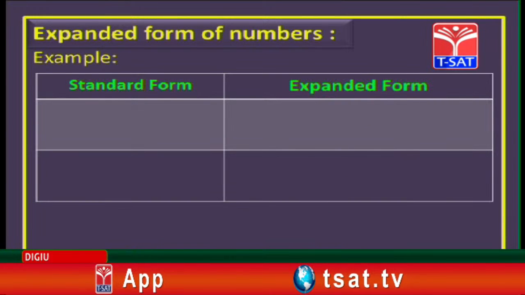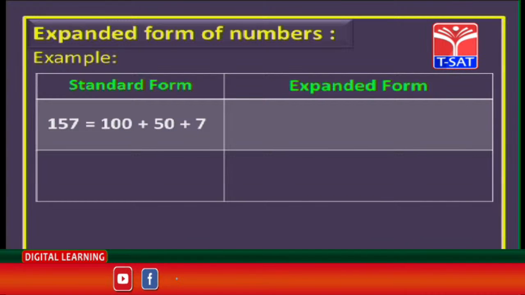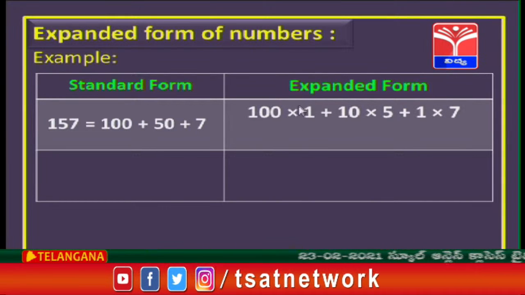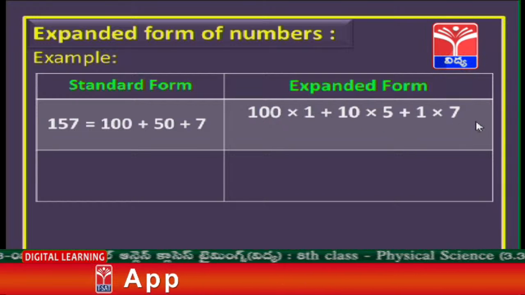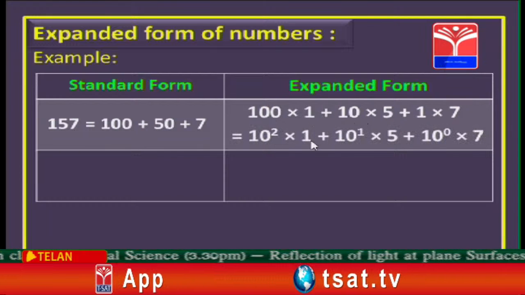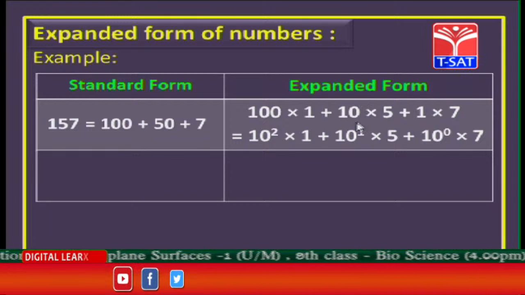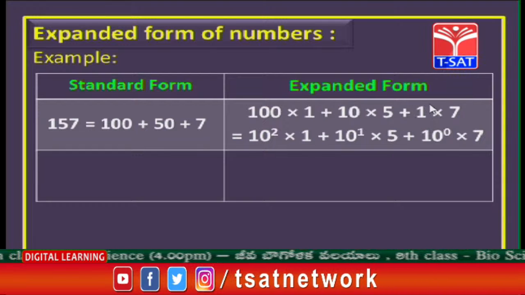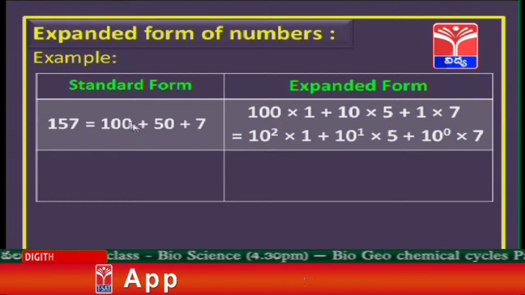Now, let us take another example, say 157. Now, this can be written as 100 plus 50 plus 7. 100 can be written as 100 into 1 plus 10 into 5 plus 1 into 7. Now, further, I can write this as 10 squared into 1 plus 10, here there is no power, so I can write the power as 1. So, 10 raised to the power of 1 into 5, and already we have seen 1 can be written as 10 to the power of 0 into 7. So, this is how we write the expanded form of 157.